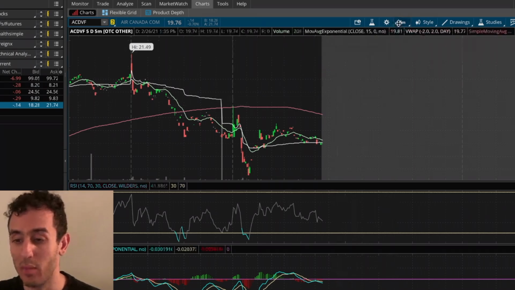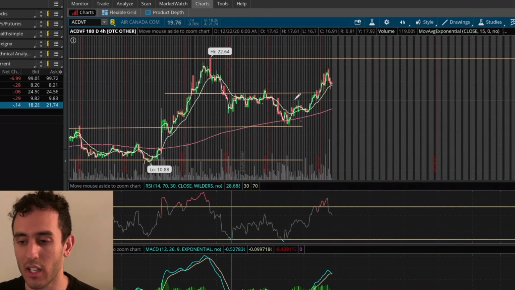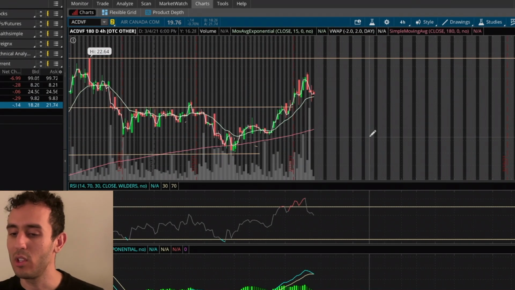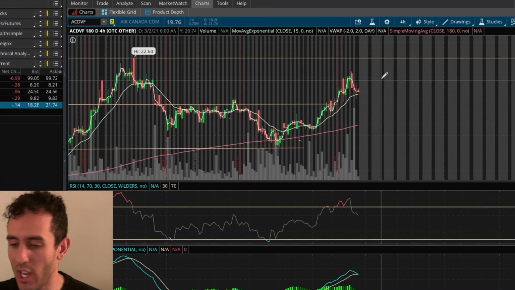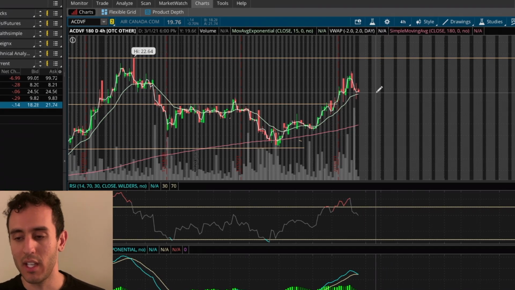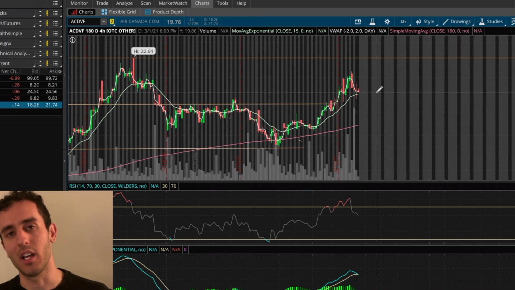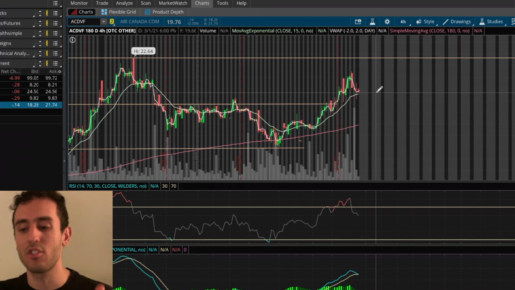It's still well above the EMA line, as we can see on the 180-day chart, but I will not be looking into purchasing right now. I feel like I'm going to wait a little bit longer to see if the price will get rejected or if it will bounce, just because I don't have a clear stop loss, and that's all I'm looking for, a clear stop loss point.